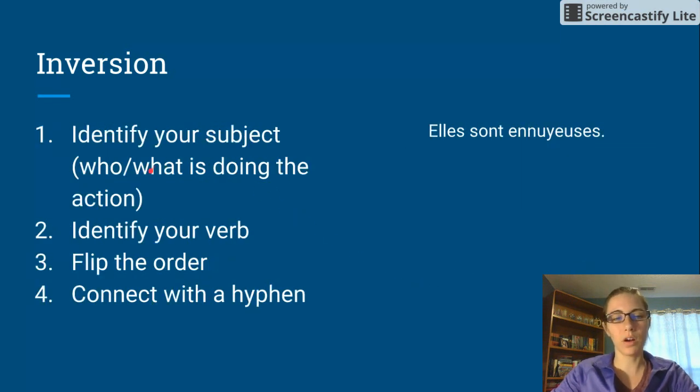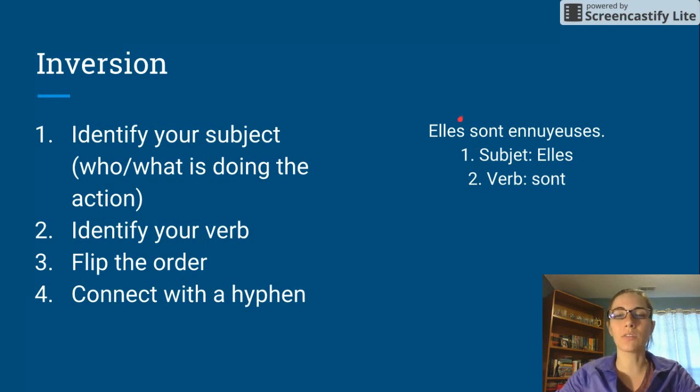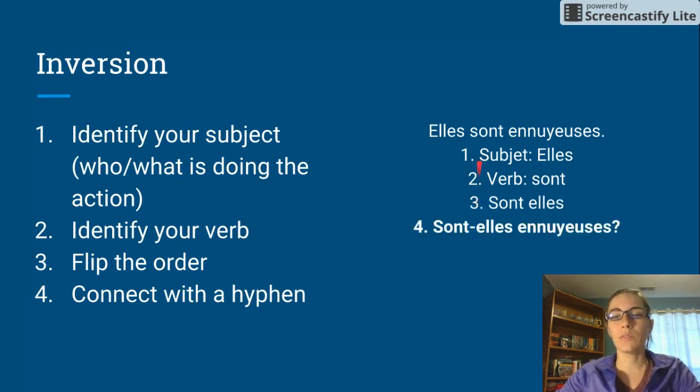So if we see, here are our steps. We're going to do it with this sentence, elles sont ennuyeuses. They are boring and they are women. Okay? Our subject is elles. Okay, they are the ones that are being boring. Our verb is sont, because what is being done is being boring. Being is our verb. This comes from to be. Okay, so our verb is sont. And we then switch their order for step 3, and it turns into sont-elles.